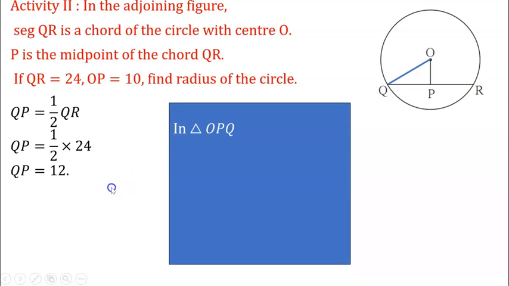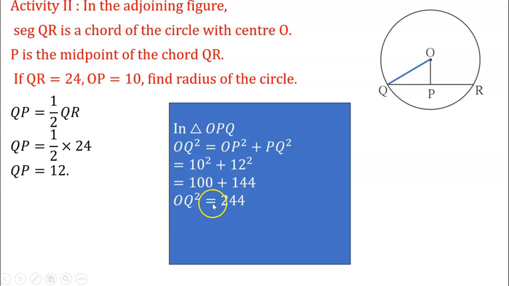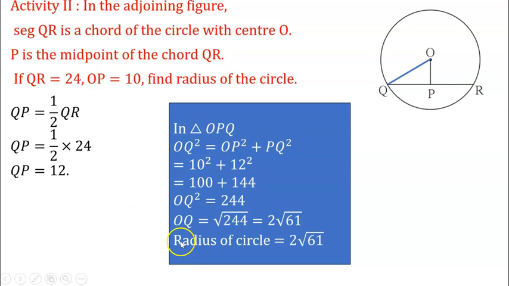Therefore, here in triangle OPQ, again by Pythagoras, OQ square is equal to OP square plus PQ square. 10 square plus 12 square, 100 plus 144. You will get OQ square is equal to 244. Therefore, OQ is equal to root of 244, is equal to 2 into root of 61. Hence the radius of the circle is equal to 2 root 61.